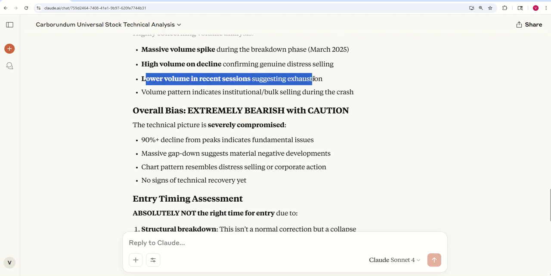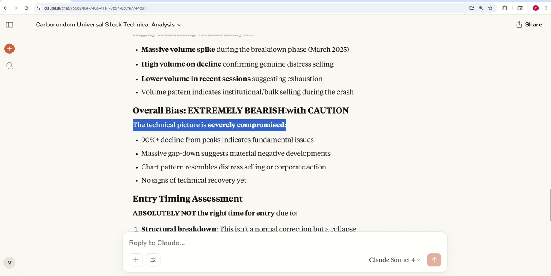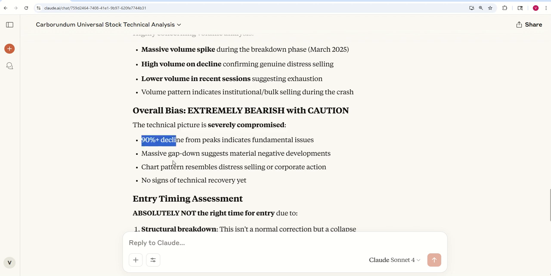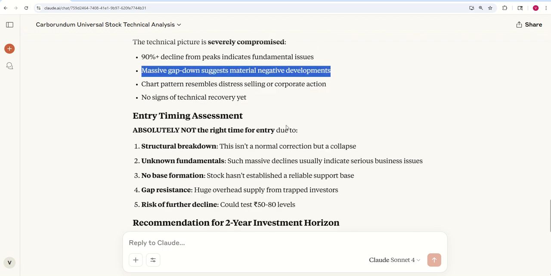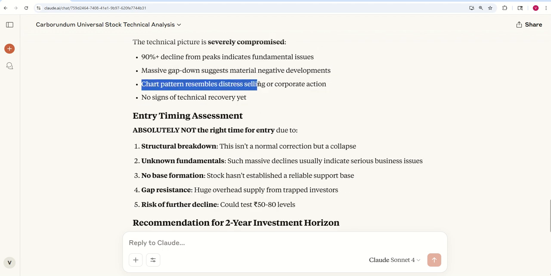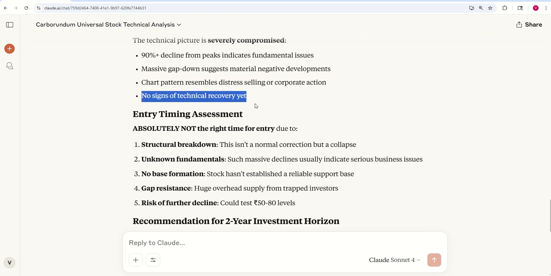Then lower volume in recent sessions suggests exhaustion. Many people are not interested in the stock. That's why we find lower volumes. The technical picture is severely compromised. 90% decline from peaks, massive gap down. You can read this: massive gap down suggests material negative developments. Chart pattern resembles distress selling or corporate action. No signs of technical recovery.